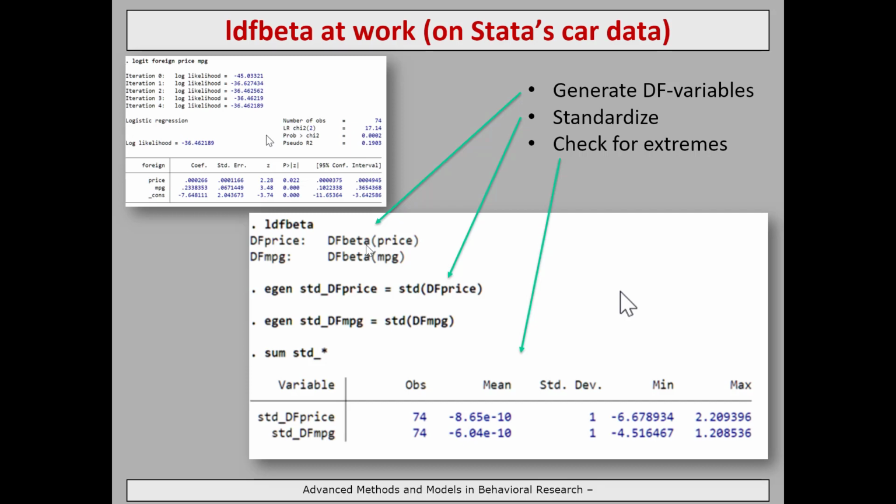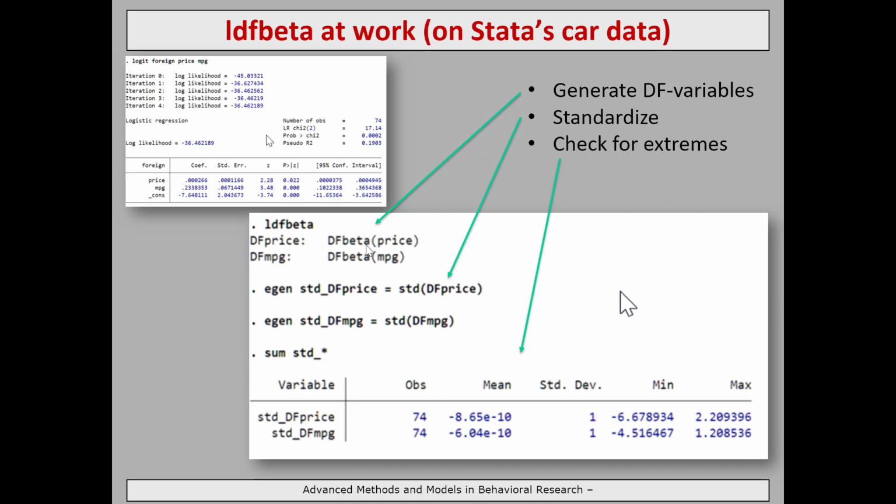If that variable was normal, it will remain normal, but with a mean of 0 and a standard deviation of 1. And the good thing about that is now we know what extreme values are, because extreme values start, let's say, above +3 and below -3.